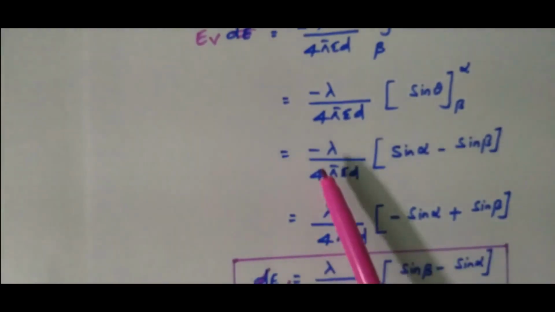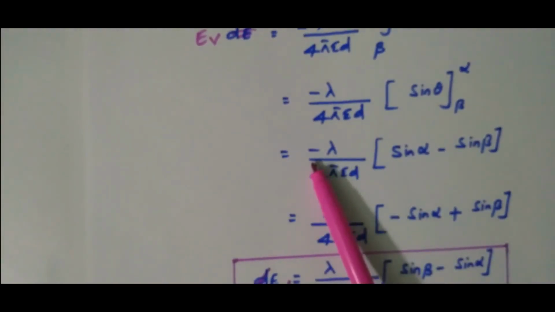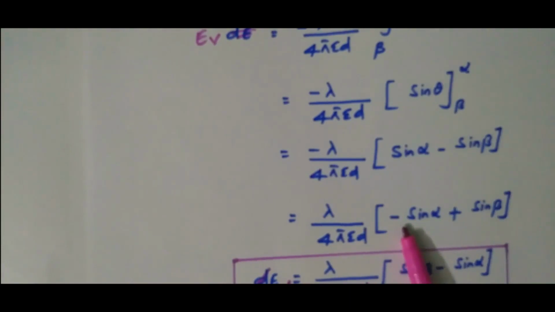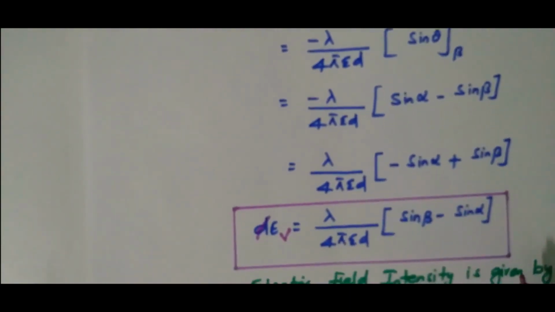So one more negative is available. While multiplying the negative, what we got? Minus sin alpha plus sin beta. So finally we can write lambda divided by 4 pi epsilon d (sin beta minus sin alpha). This will be the vertical component.